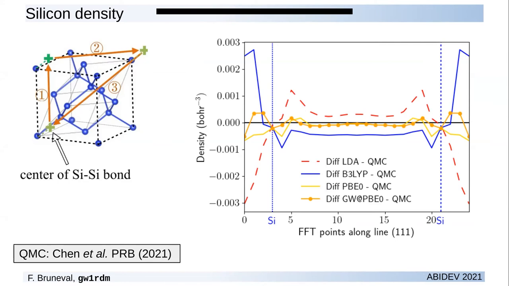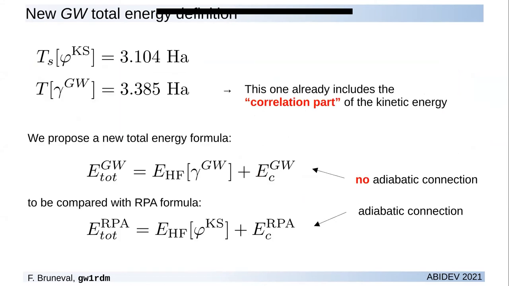So we are quite happy about this comparison. And we can also calculate total energy with that. Because thanks to the density matrix that we have, we not only have the Kohn-Sham evaluation of the kinetic energy, but we also include the correlation part of the kinetic energy.